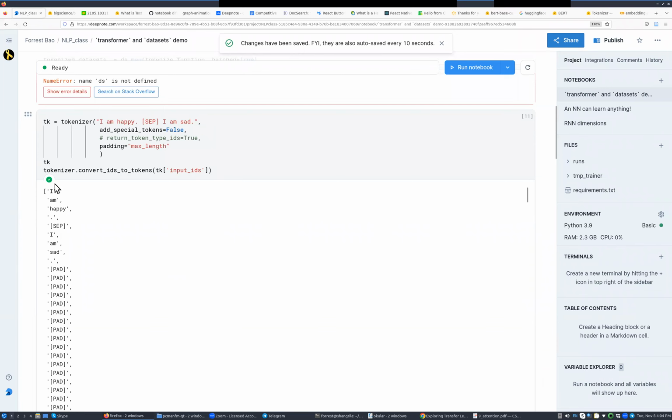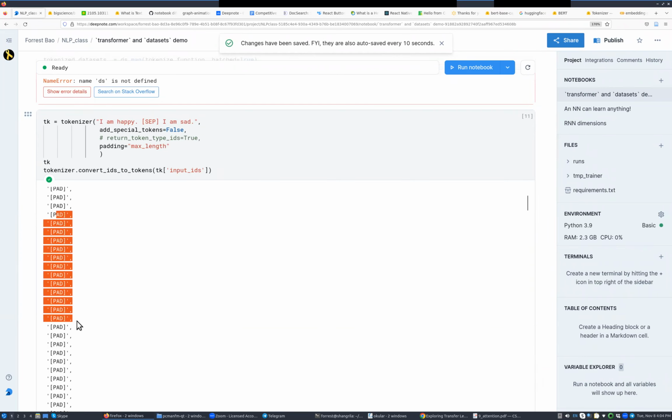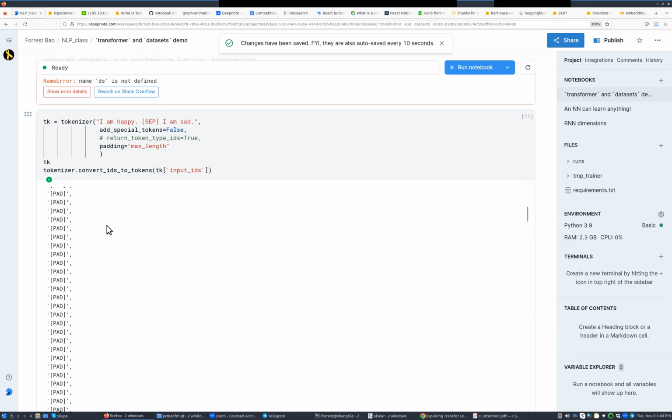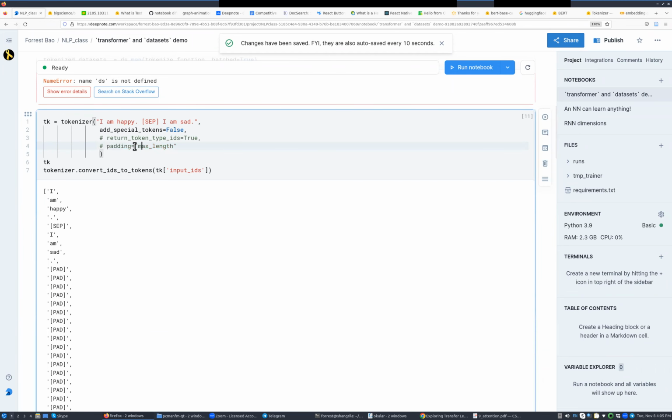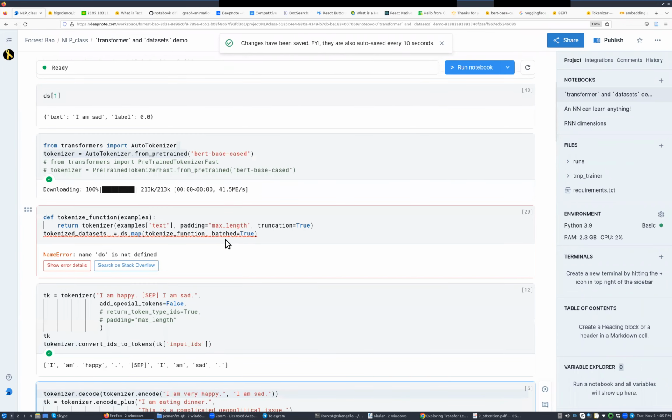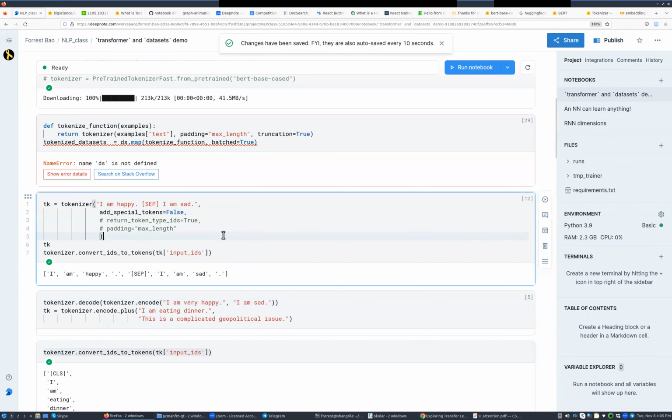So you can see what's interesting is the original sequence. After the original sequence, we have the pad. And in the BERT model, by default it is 512. So therefore, we will see nearly 500 pads after the word sad and the period. All right, so if I do not want the padding, does it still do the padding? No, it doesn't do the padding. Good, beautiful.